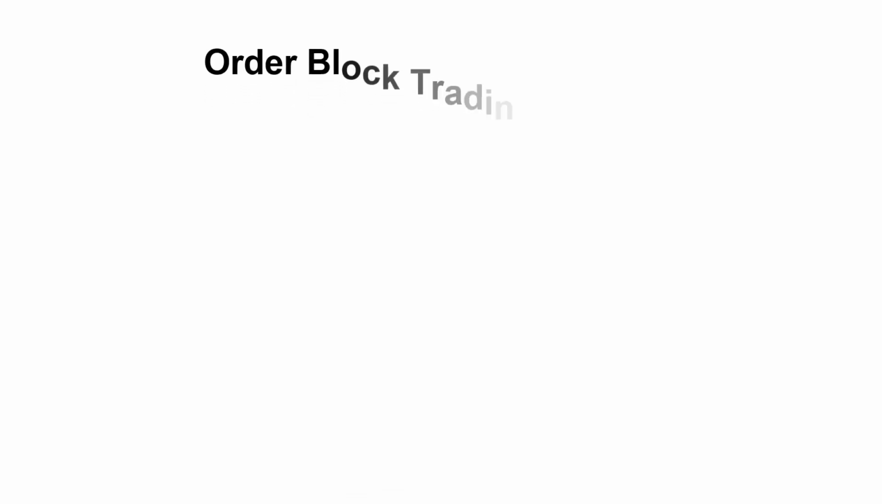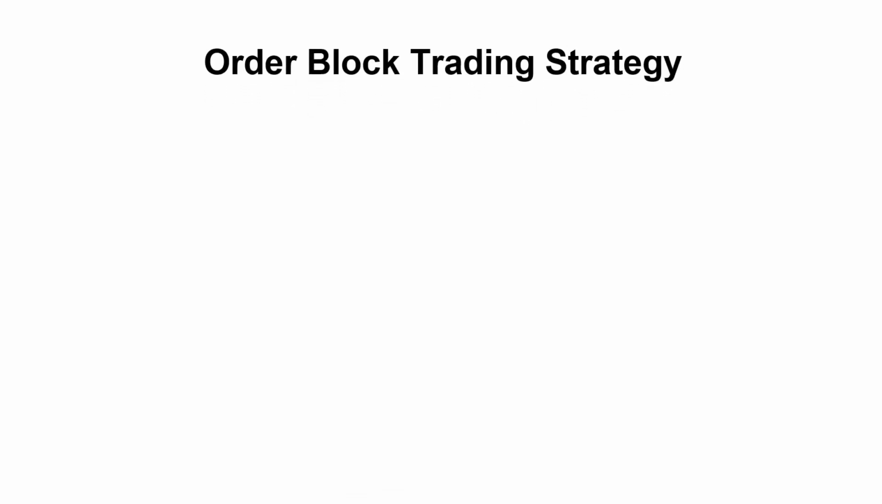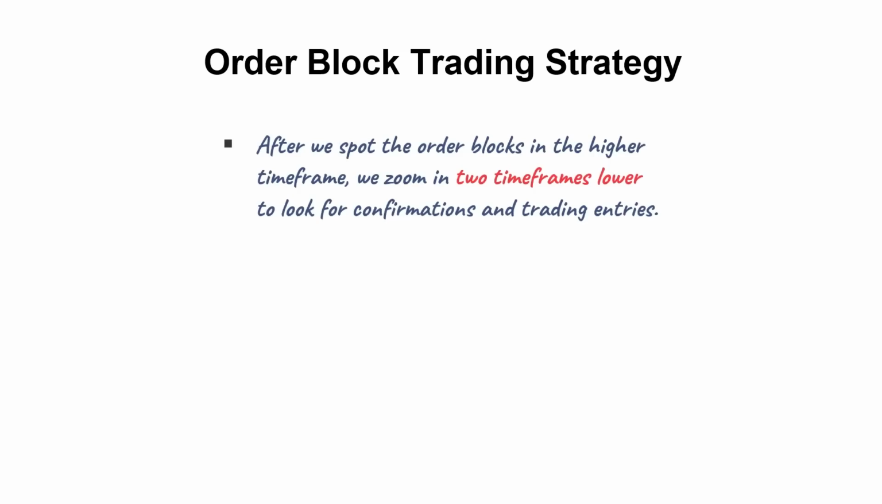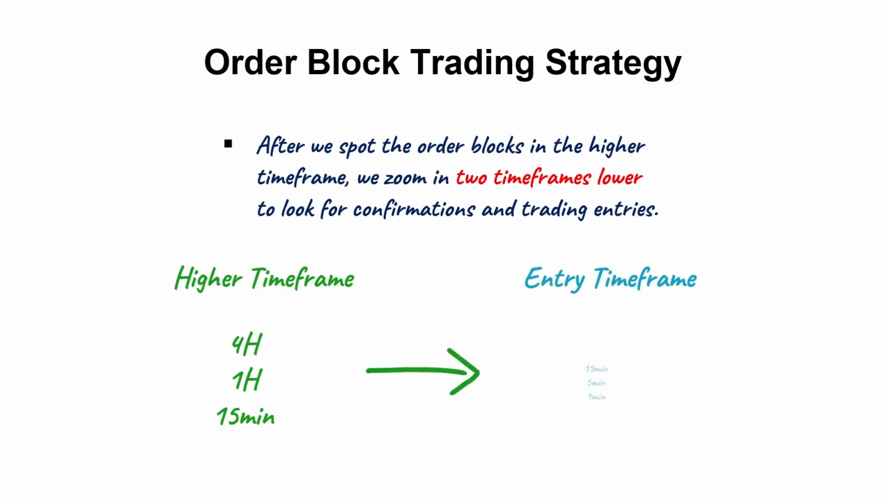The order blocks trading strategy is not limited to any time frames. Still, after we spot the order blocks in the higher time frame, we zoom in 2 time frames lower to look for confirmations and trading entries. So when we use the 4-hour, 1-hour, and 15-minute charts as our higher time frame, we look for entry reasons in 15 minutes, 5 minutes, and 1 minute, respectively.